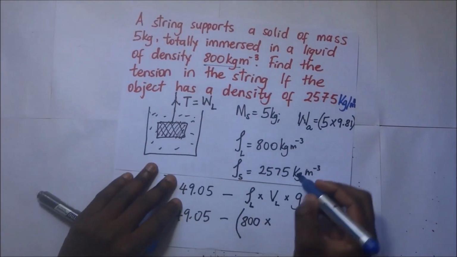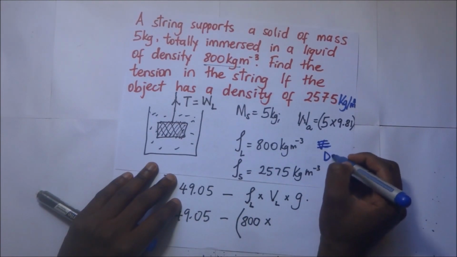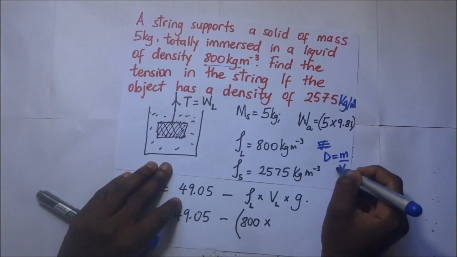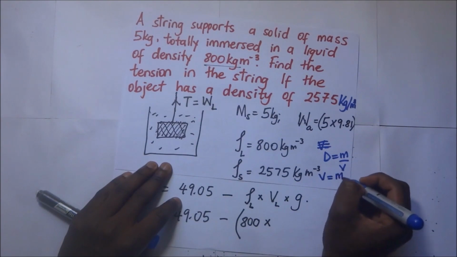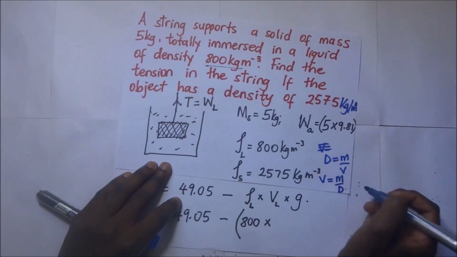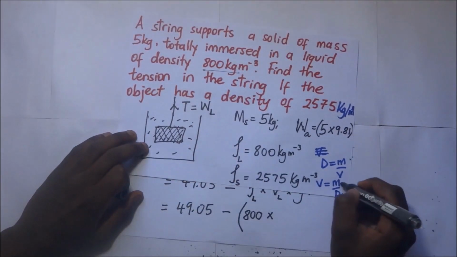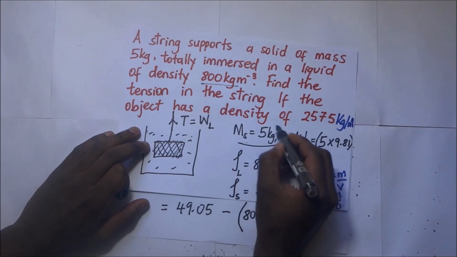If we do some work, volume is going to be equal to, we know that density is going to be mass over volume. So if we make V the subject of the formula, we know that volume is given by mass over density. According to this question, we do have the mass of this solid. The mass of the solid was given to us here as 5 kilograms.